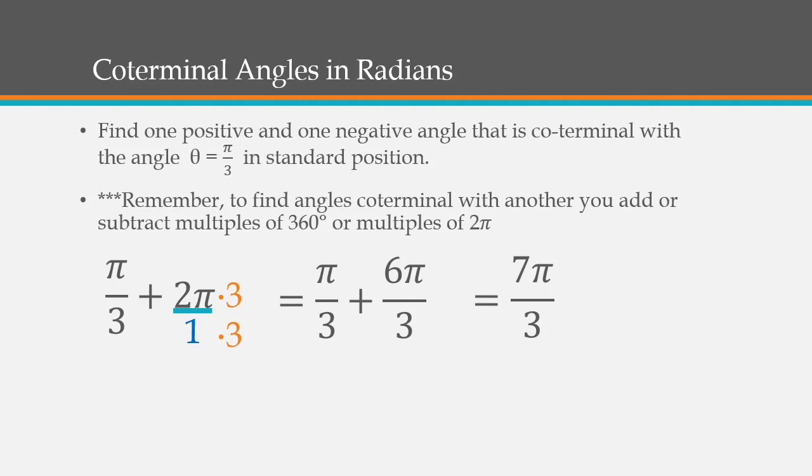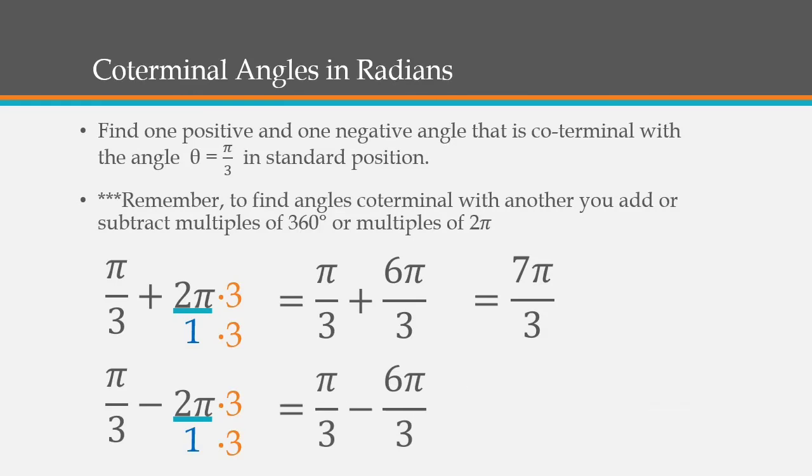We're going to do the same thing with subtracting. Now when I make it a fraction and multiply the top and the bottom by the denominator, I end up doubling the denominator again. It's going to be pi over 3 minus 6 pi over 3. 1 minus 6 is negative 5, so we have negative 5 pi over 3.